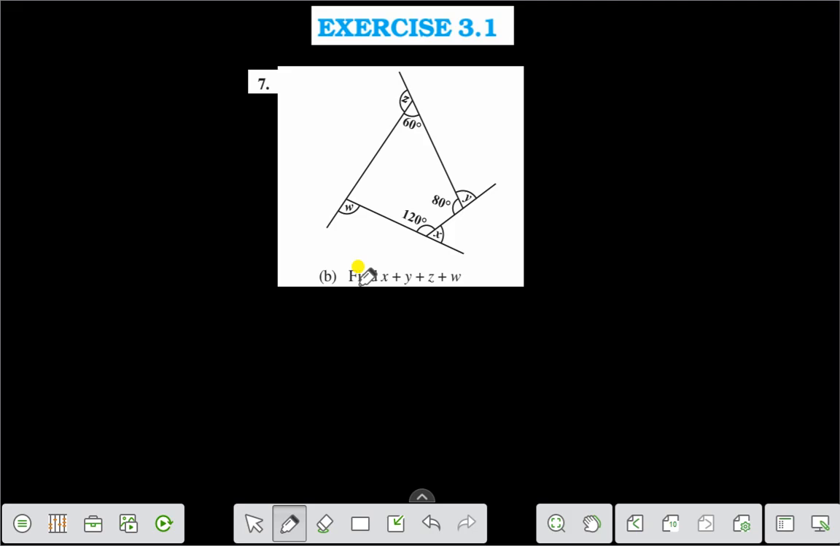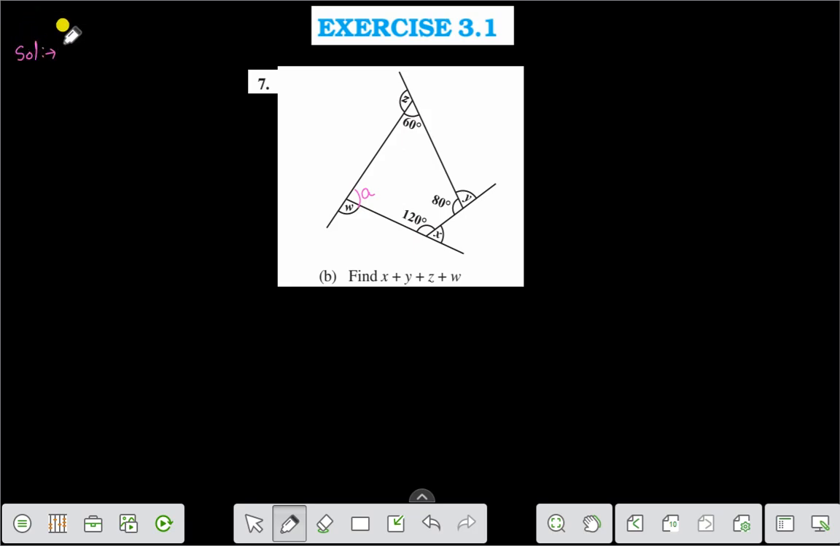Let us take this value as a. This angle is a, right? And we know that the sum of the interior angles of a quadrilateral is 360 degrees. We will solve it this way. We will find the value of a first.